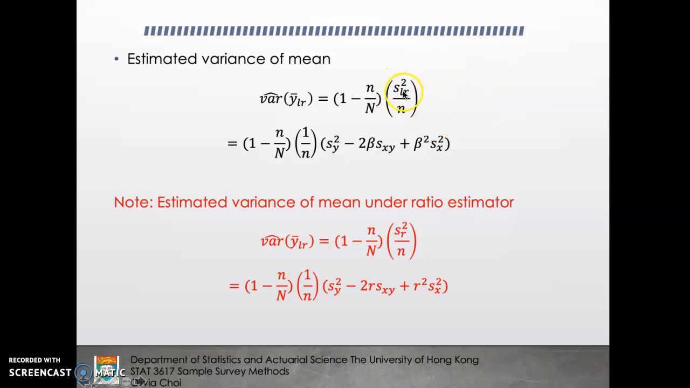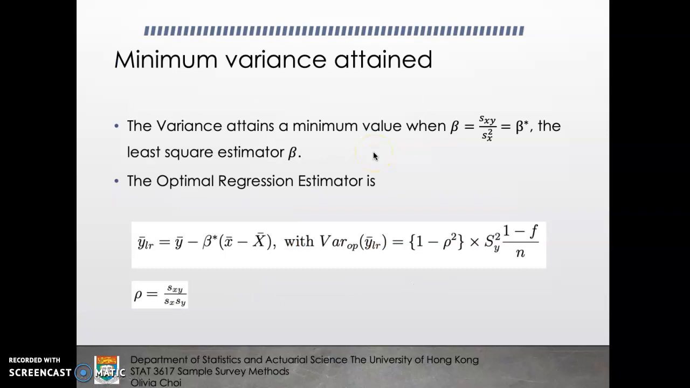Expanding that s square, that equals sy square minus 2 beta sxy plus beta square sx square. Very similar to how we did under the ratio estimator, we have the estimated variance from our sample, SR square, and the only difference is we have a beta from our sample regression line instead of the ratio. The question is, how do we define beta? How could we find the slope of our regression line in the sample?